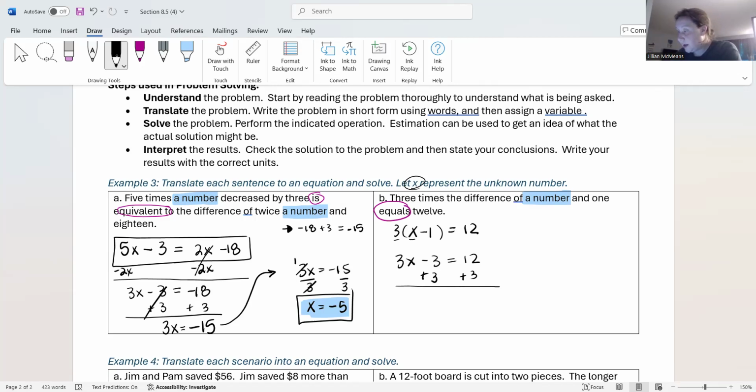Well, on the left, negative 3 plus 3 is 0. 3x plus 0 is just 3x. And then on the right, 12 plus 3 is 15.